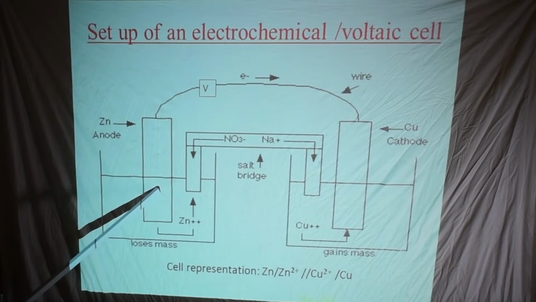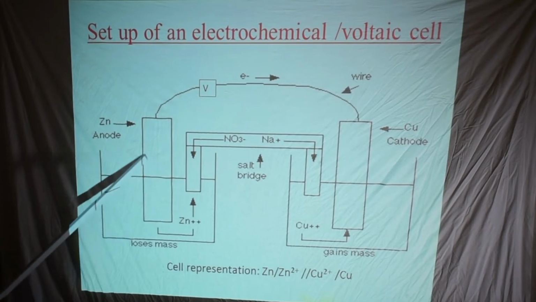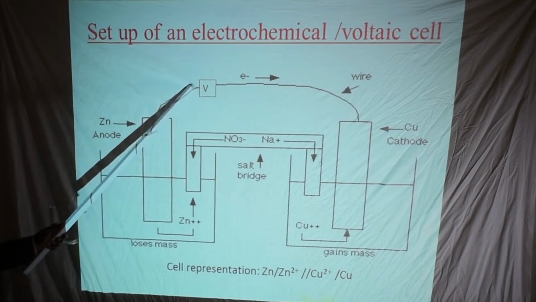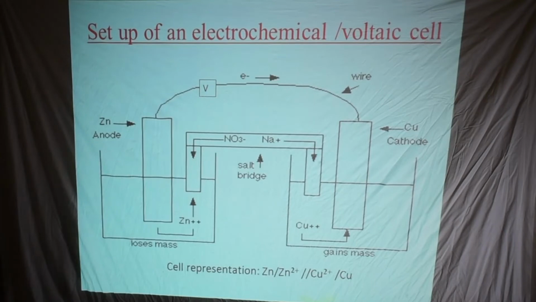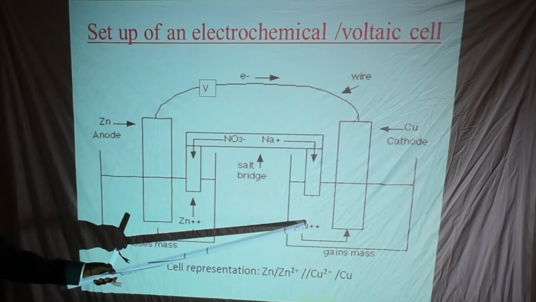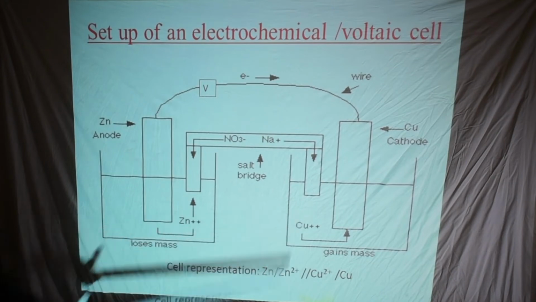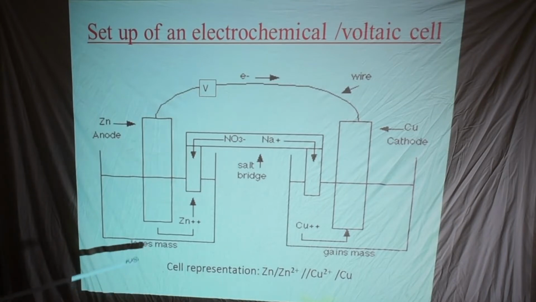Therefore, for this one to be balanced, the electrons are supposed to be discharged, flowing through this wire to the other side. Resting on this other side, it is going to allow these copper ions here to be discharged. You will also realize that we have a mass loss here, because we are losing the electrons here, and therefore it results in mass loss.